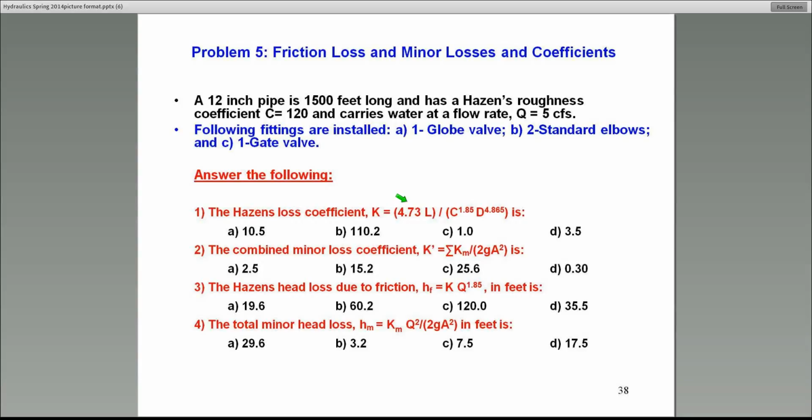Remember, there's no other way to verify this because it all depends upon these variables here, L, C, and D. So go ahead and substitute these in consistent units and see what you come up with. I'll give you a few minutes, because once you know the K, you can calculate the head loss, which is number 3 here. But let's do the K to make sure you know how to do it.